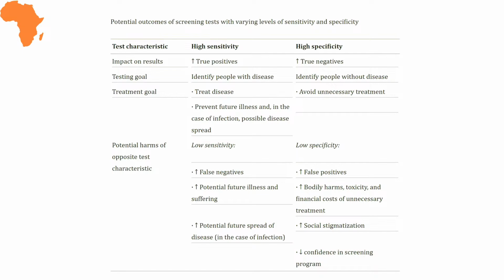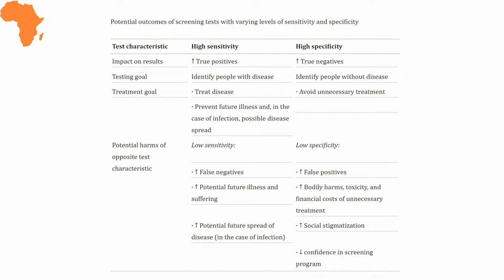If you're subjecting the population to unnecessary use of antibiotics, there's a cost that we're going to incur in terms of AMR, but also the actual cost. So there are potential harms of opposite test characteristics. Low sensitivity, increased number of false negatives, potential future illness and suffering, potential future spread. Low specificity, increased number of false positives, bodily harm, toxicity, financial cost, unnecessary treatment, social stigmatization, loss of confidence in the screening program.